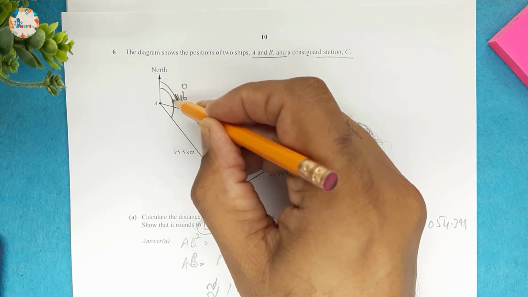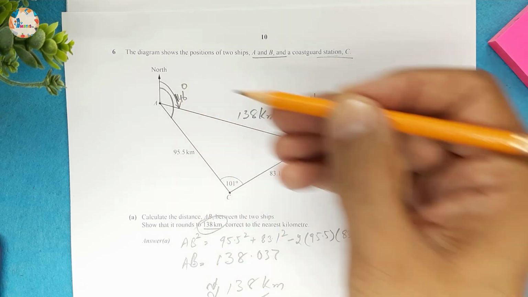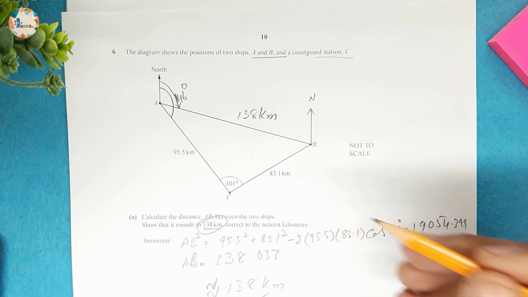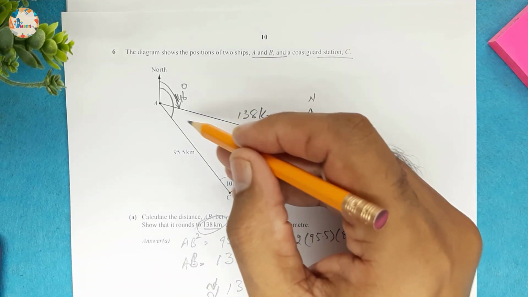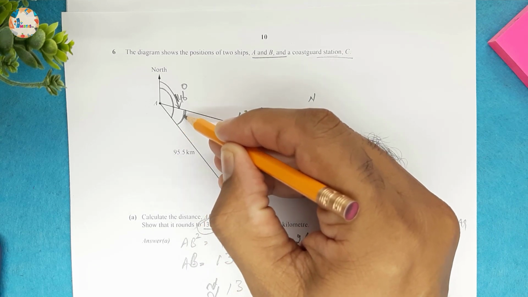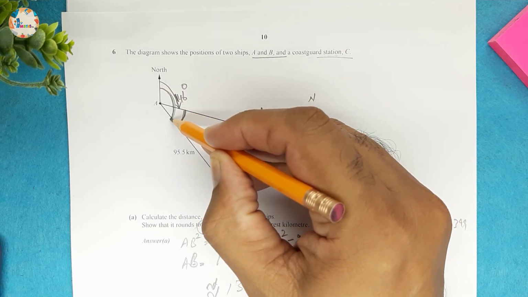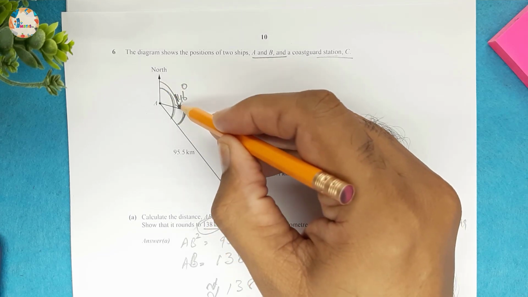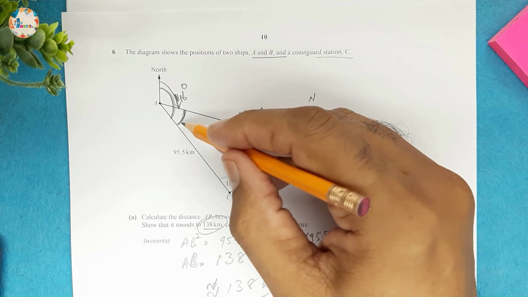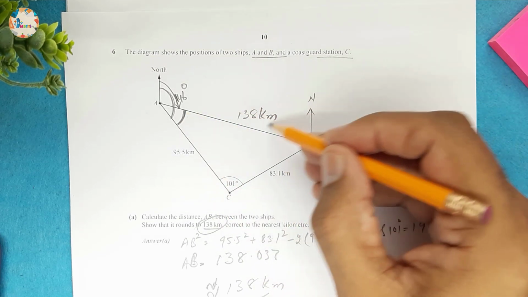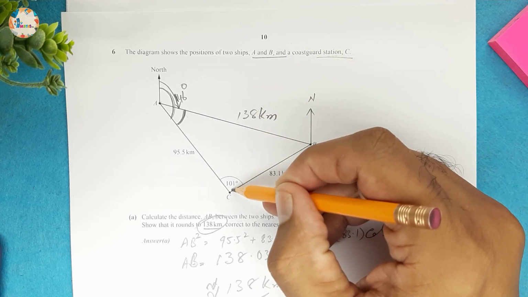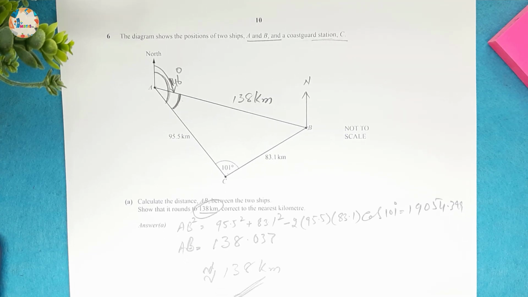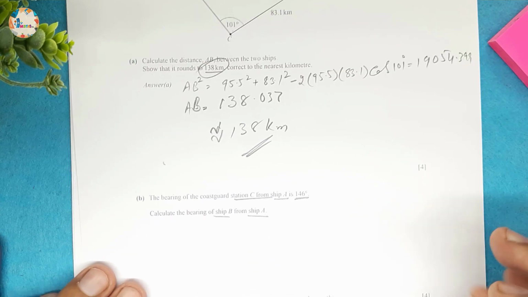So total angle, this one is 146. We require only this much angle. So for this one, what we can do, we can find this angle, and from this complete angle, which is 146, we will subtract that angle and we will get the remaining angle. So for this angle, we can use sine rule. We have this length and this angle, and this length and this angle. So we will apply sine rule.